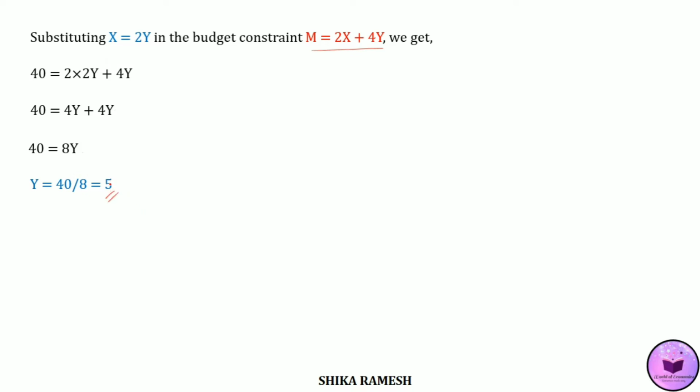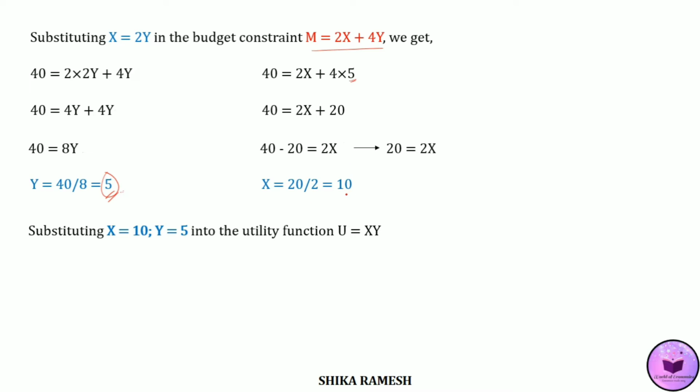Now substituting the value of y onto the budget constraint, we get 40 = 2x + 4 × 5, that is 40 = 2x + 20. So 20 = 2x, so here x = 20/2 = 10. So with the initial price of good X and Y, the consumer consumes 10 units of good X and 5 units of good Y. Now we need to find out consumer's utility at the initial prices. In order to do that, we have to substitute the values of X and Y onto the utility function. So U = 10 × 5. So the initial utility level is 50.